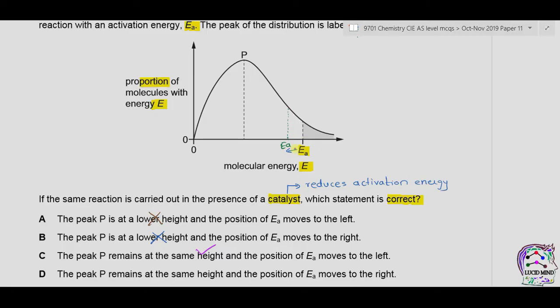As we have seen that the catalyst reduces activation energy, so it will move to the left. So C seems to be the correct option. D, the peak P remains at the same height and the position of activation energy moved to the right. This is incorrect because activation energy is decreased, it is not increased by a catalyst. The correct answer is therefore C.